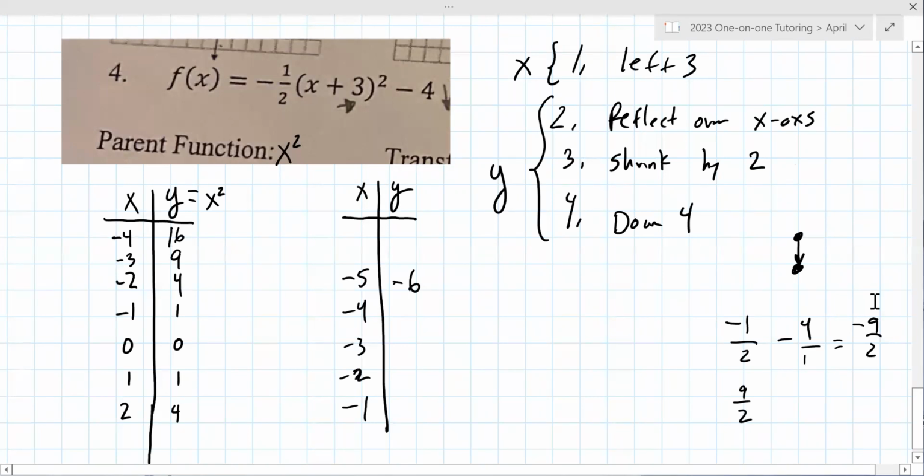So I'm looking at it. Like with 16 and 4, I would shrink it by 2, so that would be 8, and then down by 4 is 4. You have to reflect it though. You've got to reflect it still. Oh, right. -16 shrunk by 2, -8, down 4, -12. Okay, so -12 is the correct one for that. And -4 left 3 is -7.